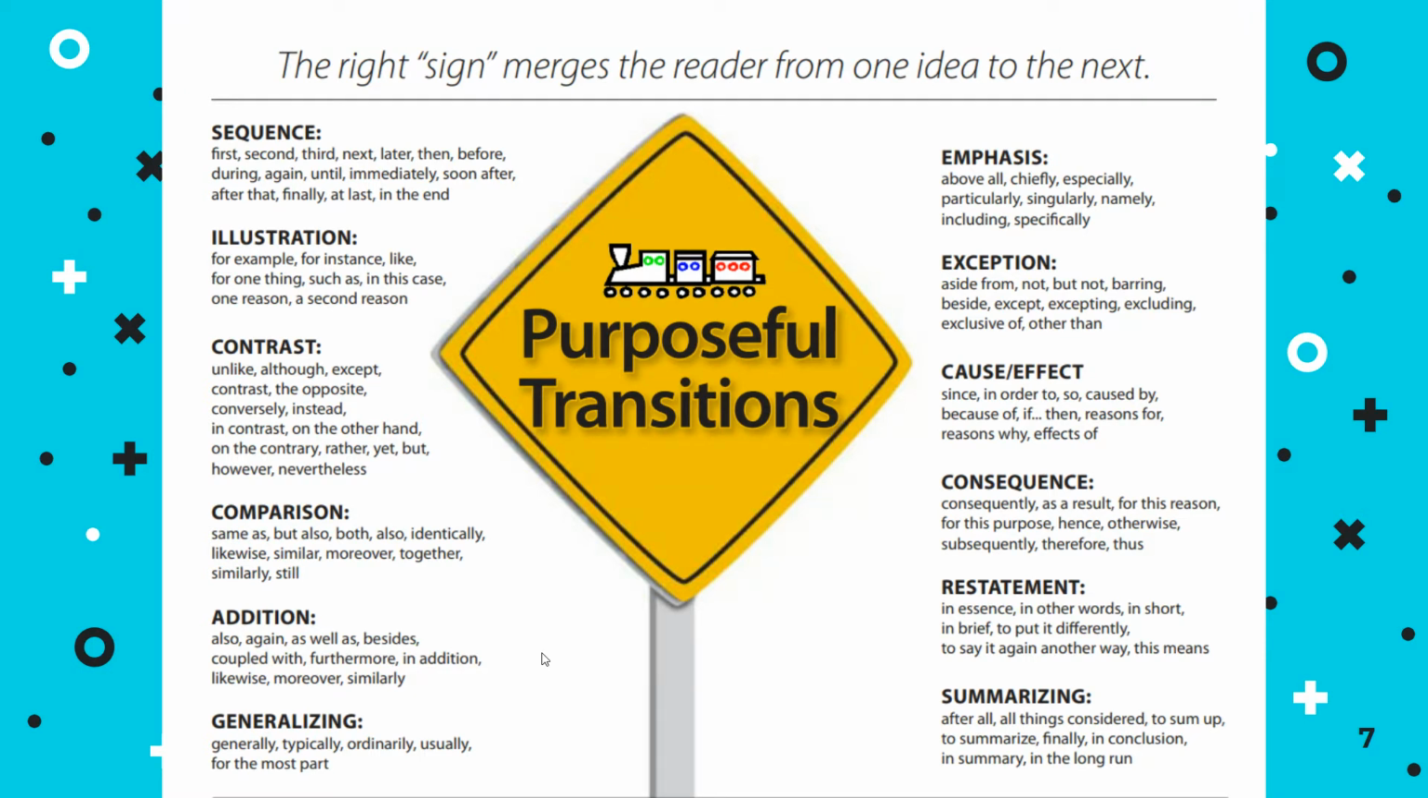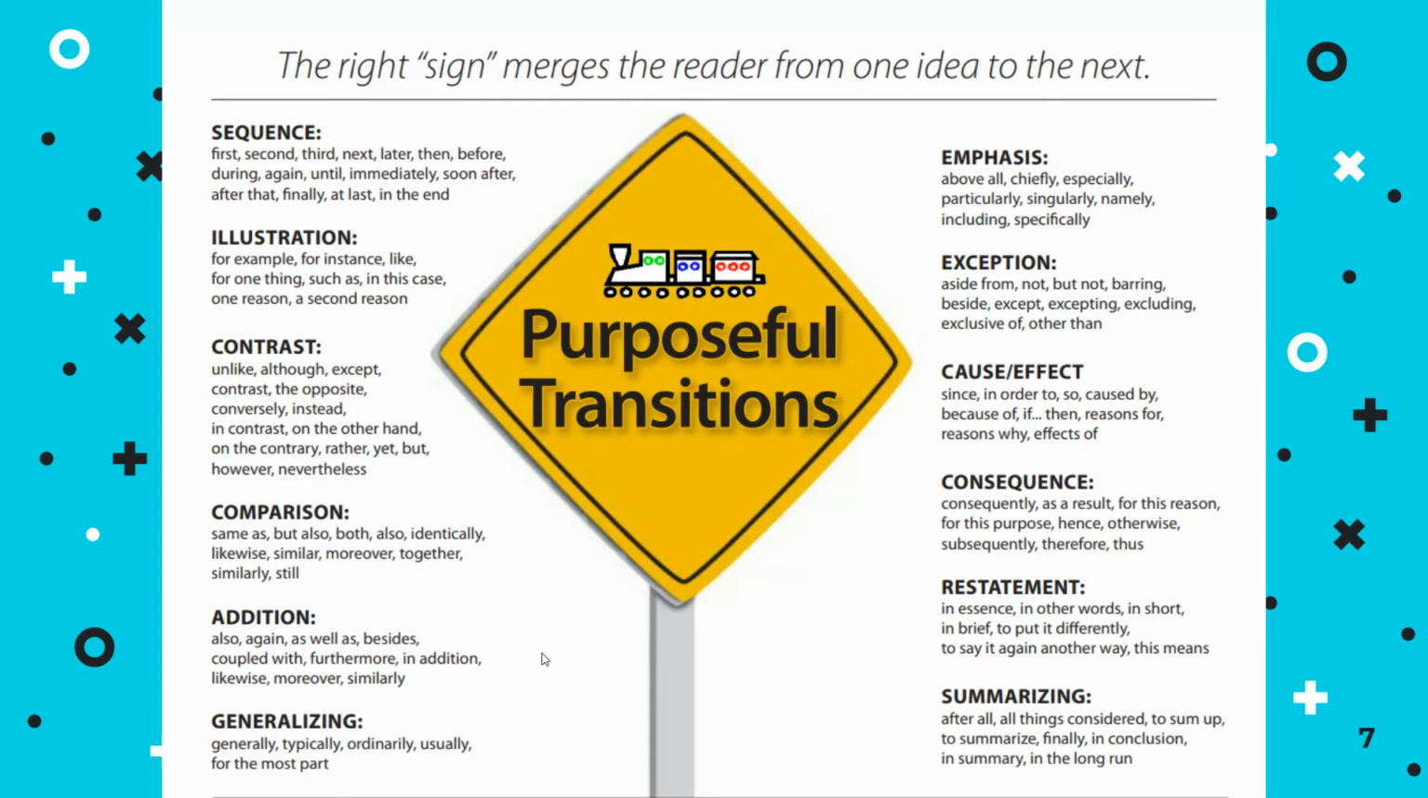There are transitions to show sequence. There are transitions to show an illustration, like, for example, we can contrast using words like unlike or instead, rather. We can compare, saying things like similar, together, identically. We can use addition words: also, again, as well as. We can generalize: generally, ordinarily, usually. We can show emphasis with transitions by using words like above all or specifically. We can show exception by using words like beside, except, other than.